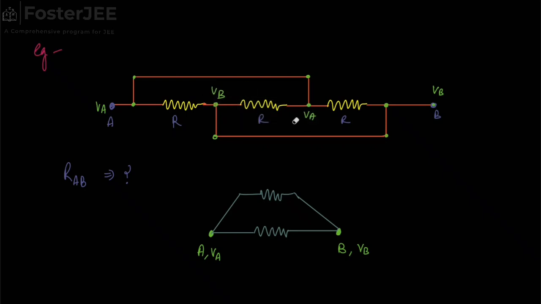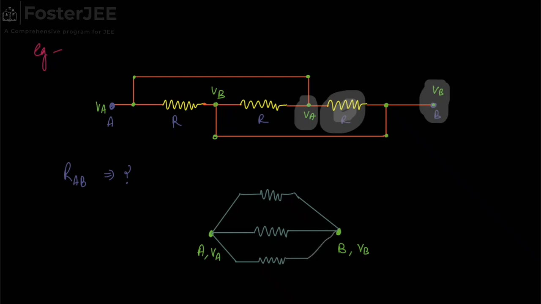Again, between A and B we have one more resistor. So a total of 3 resistors are present. So we will draw one more resistor over here. Now all these resistors have value R.